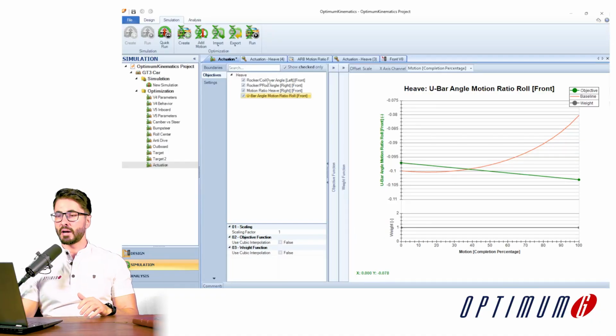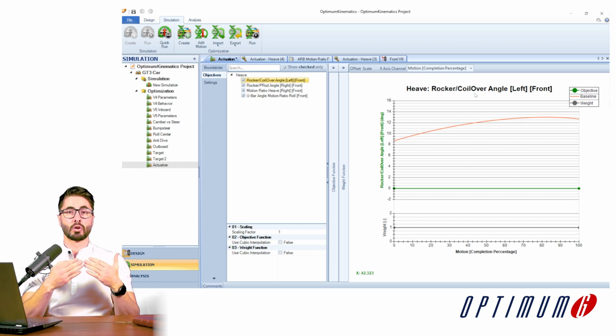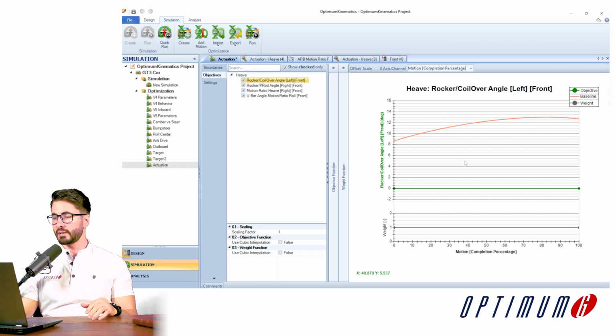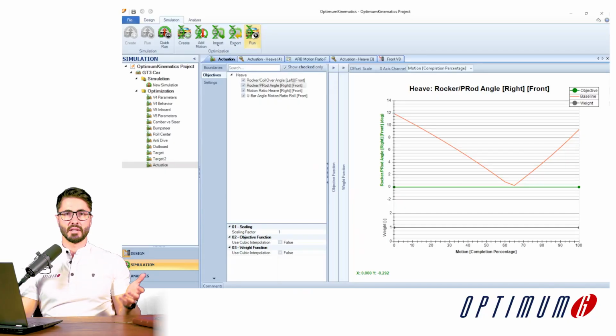And you can do that by ensuring that the angle between the rocker and the coilover is close to 0, meaning that they are aligned. As you can see here, the target is 0, but also that the angle between the push rod and the rocker is also close to 0. And remember, it's not only about the static position, it's for the whole stroke of the suspension movement. We need to make sure that these angles are not critical, they are close to 0. We can then run this optimization and see what we can find.